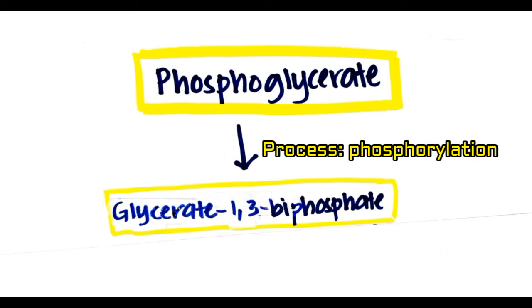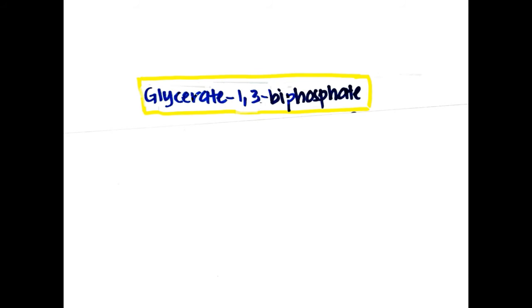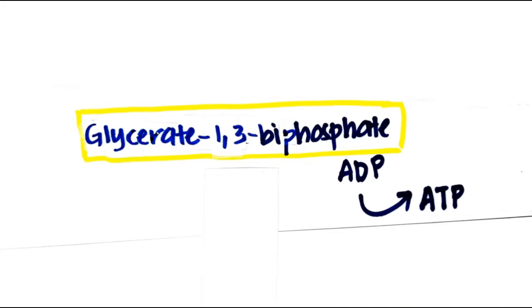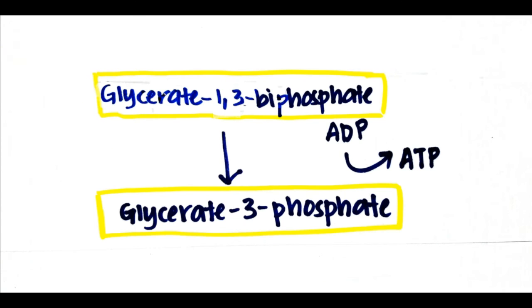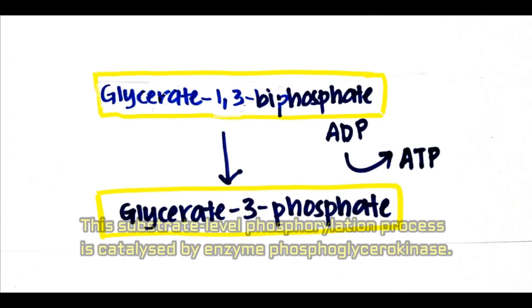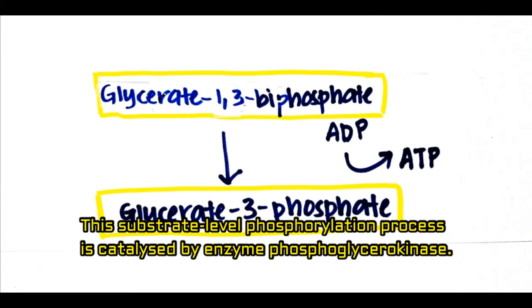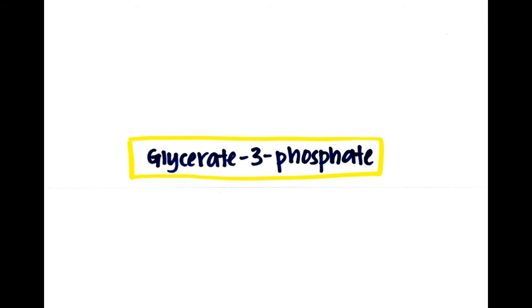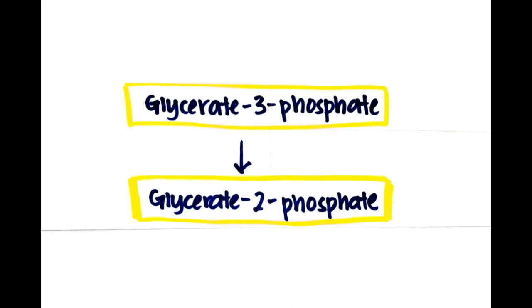Next, the phosphoglycerate reacts with inorganic phosphate to yield glycerate 1,3-bisphosphate. This process is called phosphorylation. ADP is phosphorylated to form ATP. The phosphate group is removed from glycerate 1,3-bisphosphate to form glycerate 3-phosphate. This process is catalyzed by phosphoglycerokinase. Glycerate 3-phosphate is rearranged to form glycerate 2-phosphate.